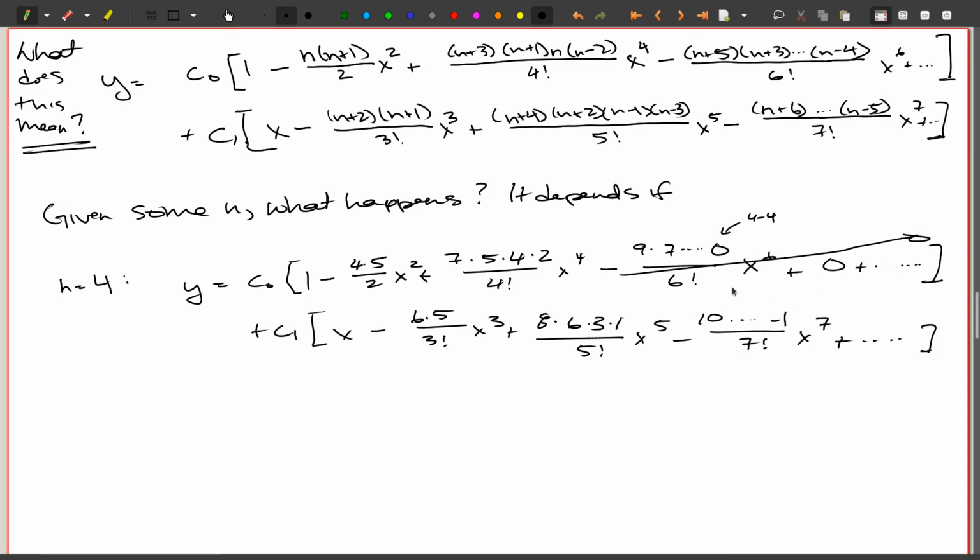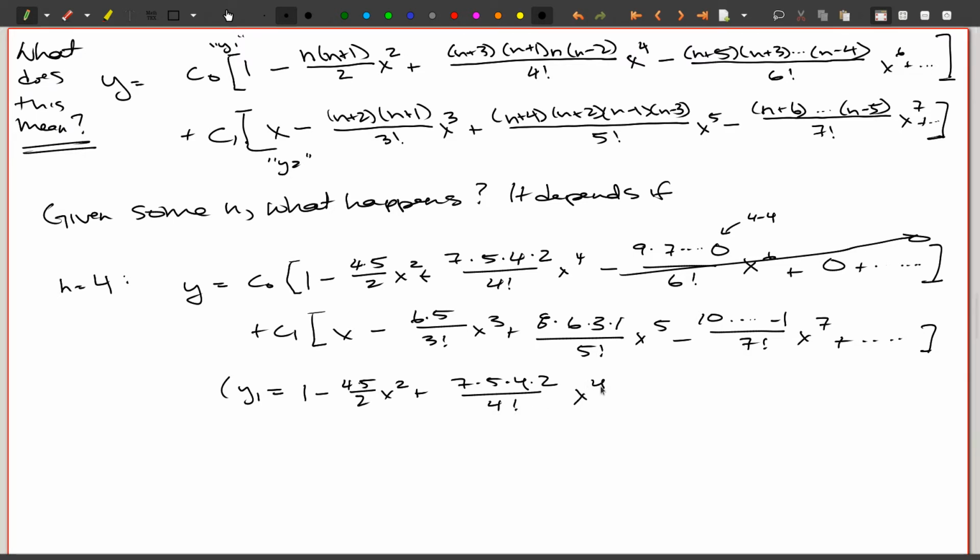So if we call these two things y1 and y2, what we're going to find is that y1 is just going to be equal to 1 minus 4 times 5 over 2 x squared plus 7 times 5 times 4 times 2 over 4 factorial x to the 4th. And then y2 still is an infinite series. But that y1 does end.